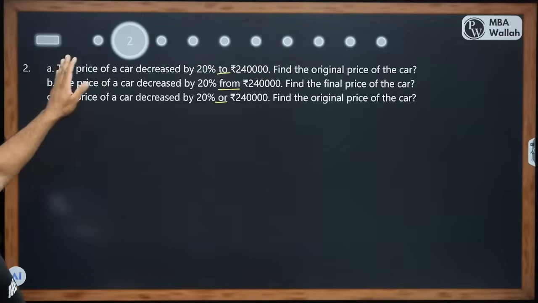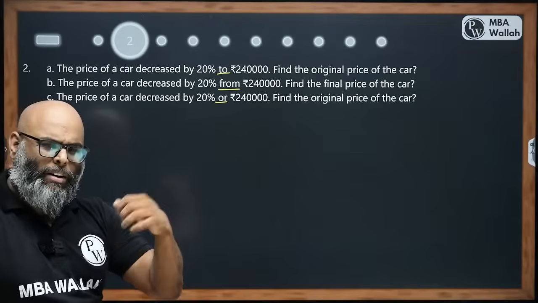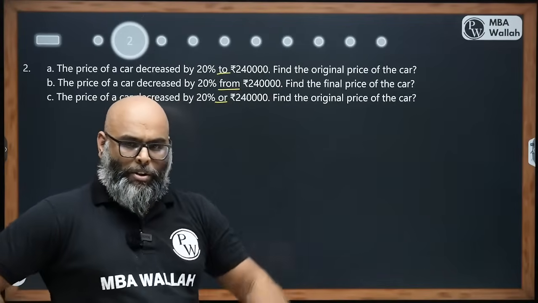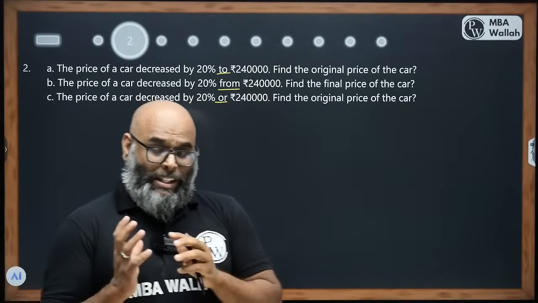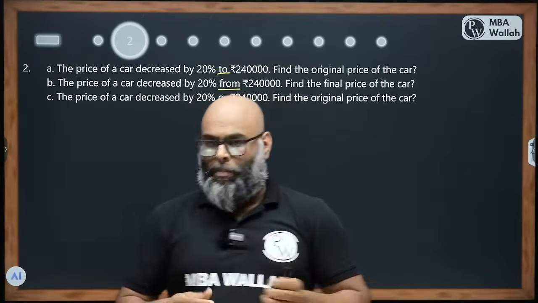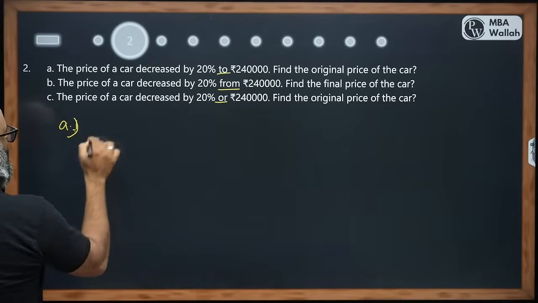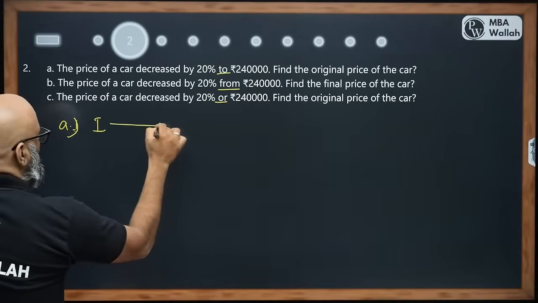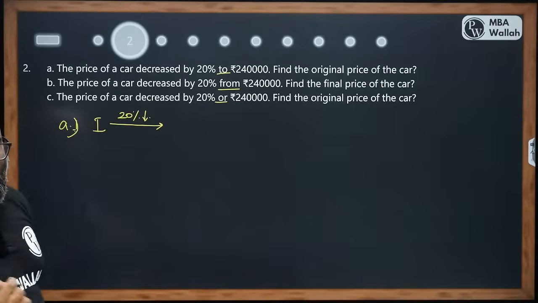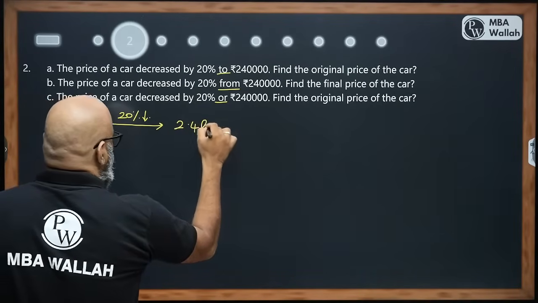Look at this. The price of a car decreased by 20%. Here also it is decreased by 20%. Here also it is decreased by 20%. But it has decreased by 20% to 2,40,000 rupees. It has decreased to 2,40,000, which means for question A there was an initial price. The price went down by 20% and it has come to 2.4 lakhs.